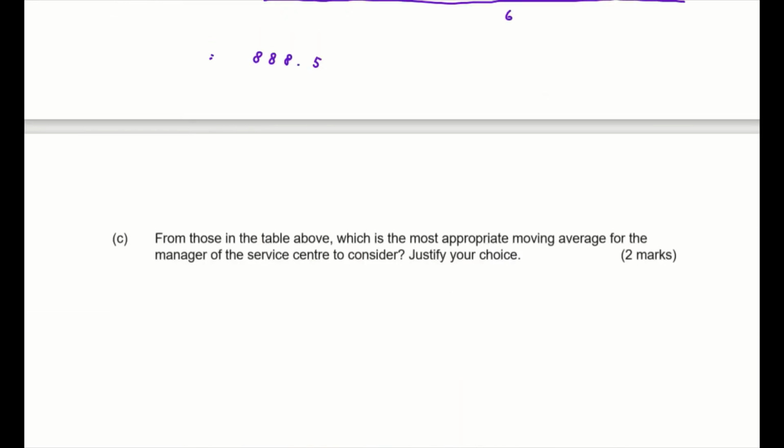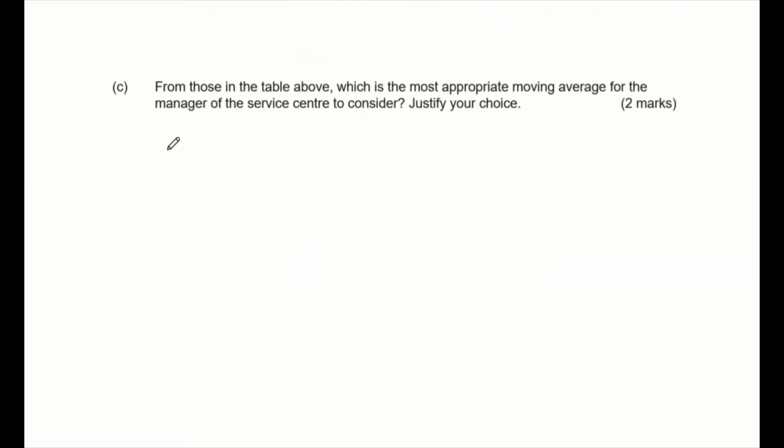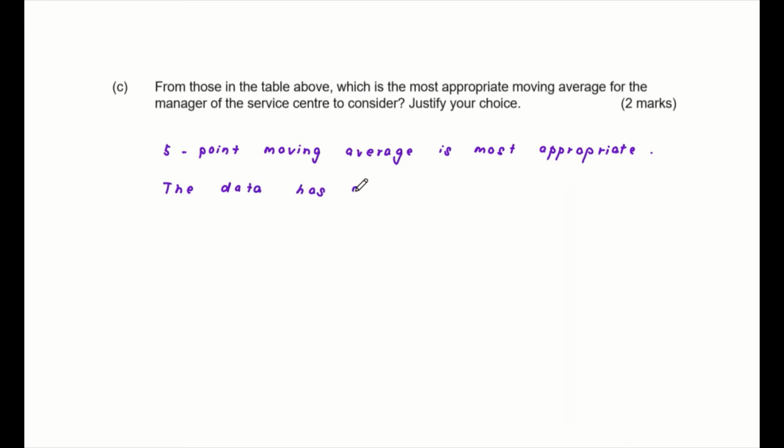I think a lot of people actually got this wrong, so make sure that you understand where this number comes from. So in this case, it will be a 5-point moving average. All right, the 5-point moving average is most appropriate. How do you justify? Because the data has a 5-point cycle. All right, so that's the idea.